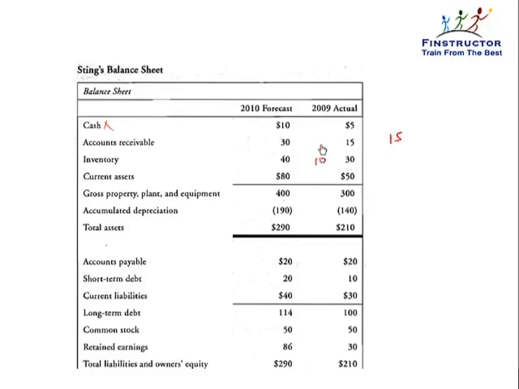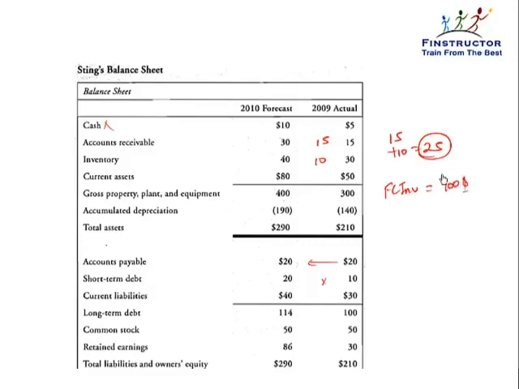Inventory is another investment of 10, or a total investment in the current assets of 15 plus 10, that is $25. Accounts payable remain flat. Debt will not be a part of working capital. So the working capital investment is $25. There is no other item that impacts working capital investment. Similarly, let's try to calculate the fixed capital investment. The gross property, plant and equipment has gone up from $300 to $400, hence a fixed capital investment of $100.